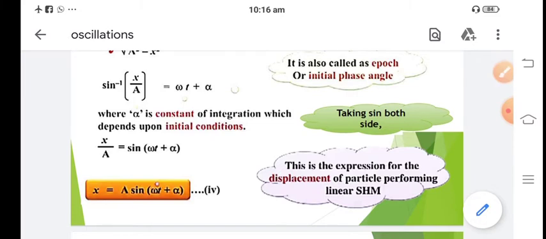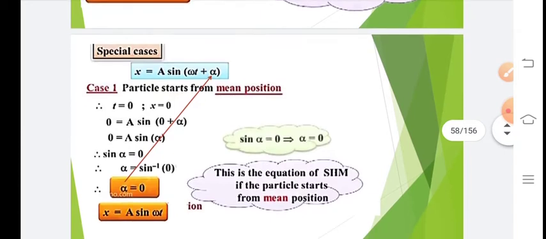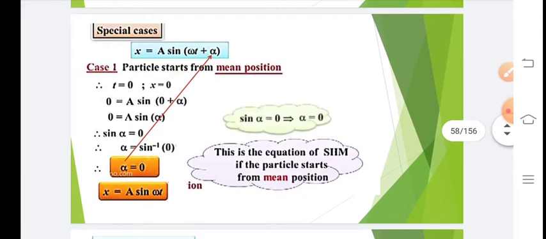So this is the expression for displacement of a particle which performs linear simple harmonic motion, which is very important: x is equal to a sine omega t plus alpha. But in special cases, that is case number 1, the particle starts from the mean position.